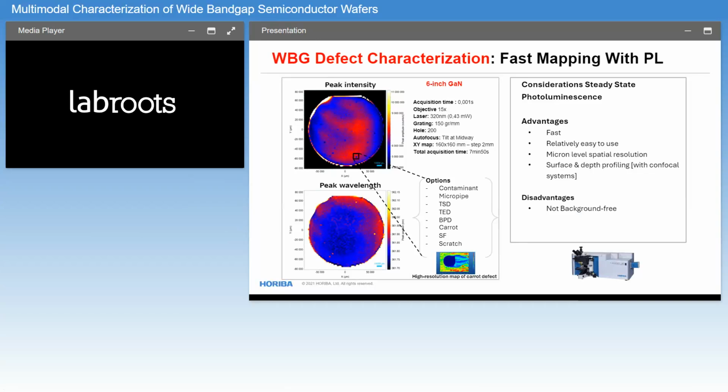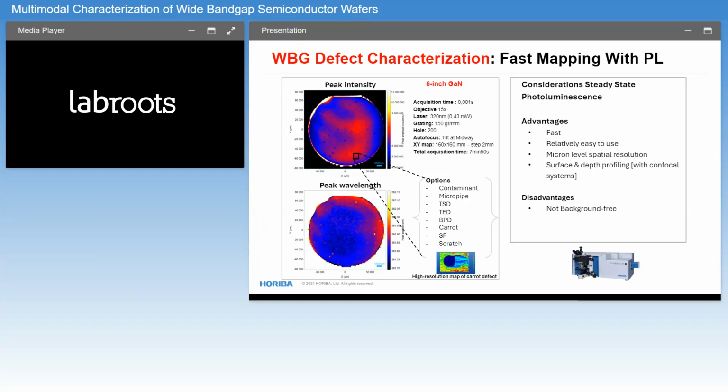Now, the first thing when it comes down to making a choice is a recognition that semiconductor fab time is expensive. Therefore, speed is always of the essence. So it is common to always start with the fastest technique possible. And in this instance, one of the winners is photoluminescence. It is fast and relatively easy to use. It can offer a micron level resolution and can do both surface as well as occasionally depth profiling. And it is great for characterizing all the various defects that we showed in the previous list.